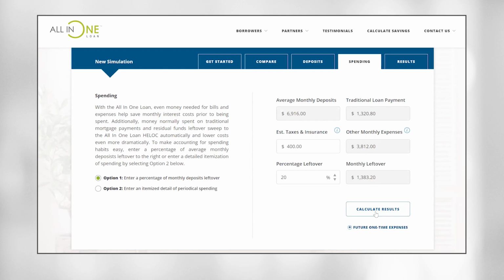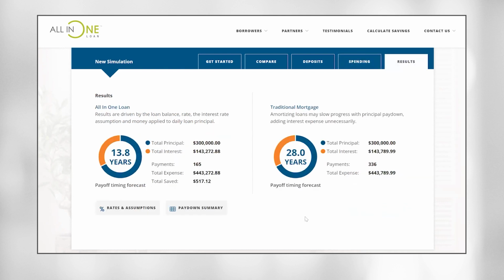Okay, so we're going to go ahead and calculate results. And this is fun. So we've got the traditional mortgage over here. If you remember, you saw that I put in this mortgage at 24 months they've had it, right? As compared to the all-in-one loan. So if these people just lived their lifestyle that we built into this, they didn't do anything different, they just lived their lifestyle, they had the all-in-one loan, chances are they'd pay off their mortgage in somewhere around 13.8 years instead of 28 years. So that's huge.